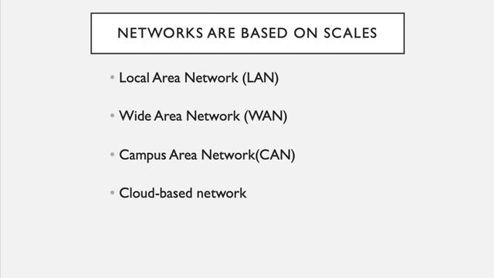A wide area network is connecting an office or a building to like the corporate office. So that could be like your district office. And the campus area network is connecting multiple LANs that are within different branches or like across an entire campus. That might be the campus area network, like at a university.